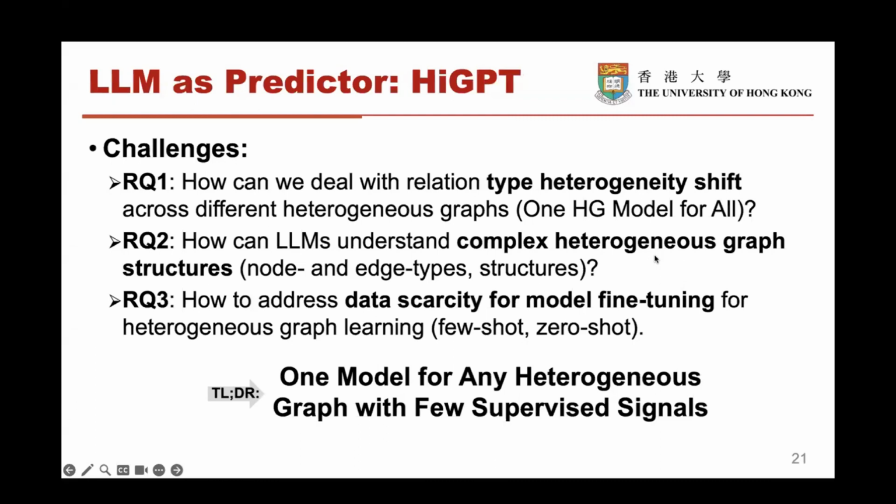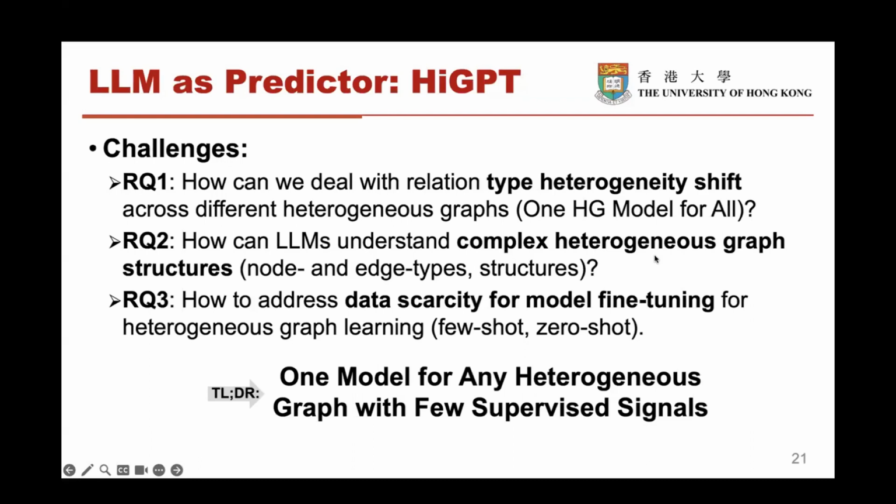That is a question. So the second challenge is, how can we understand complex heterogeneous graph structure? Heterogeneous graphs are absolutely more complex than homogeneous graphs, because of the node and edge types and the structures in the heterogeneous graph. So can we make the model aware of the node and edge types and the structures in the heterogeneous graph? That is also a key question.